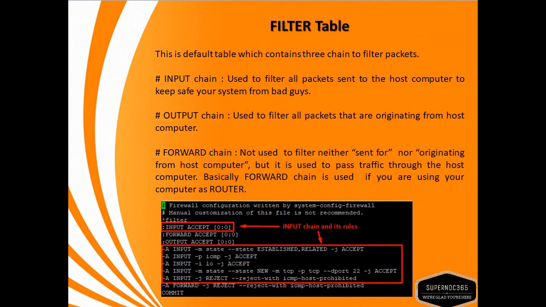Filter is the default table, which contains three chains to filter packets. Input chain is used to filter all packets sent to the host computer, to keep your system safe from bad guys. Output chain is used to filter all packets that are originating from the host computer. Forward chain is used neither for packets sent to, nor originating from the host computer, but it is used to pass traffic through the host computer. Basically, forward chain is used if you are using your computer as a router.